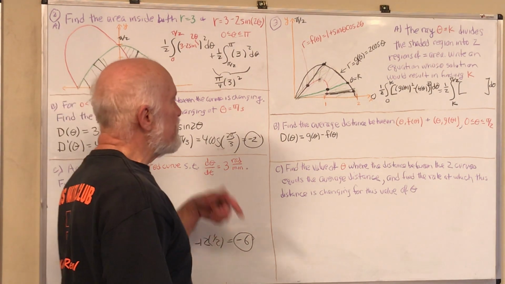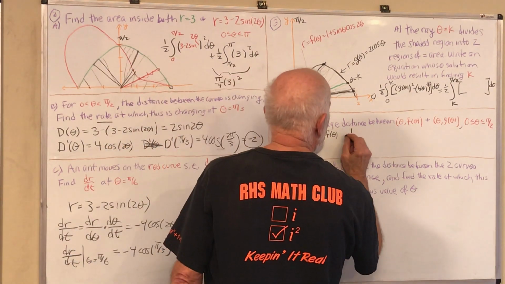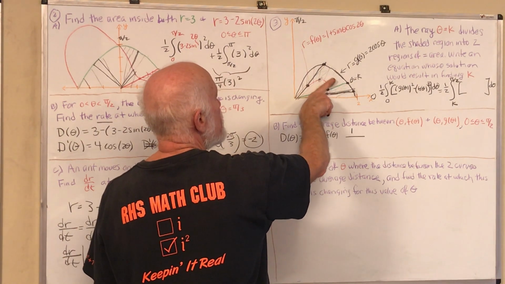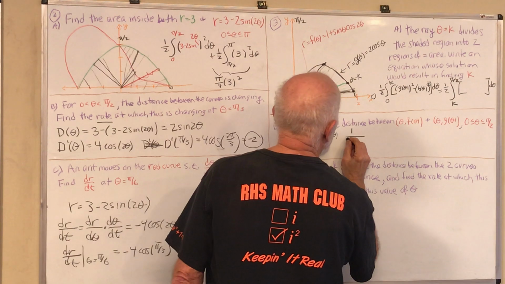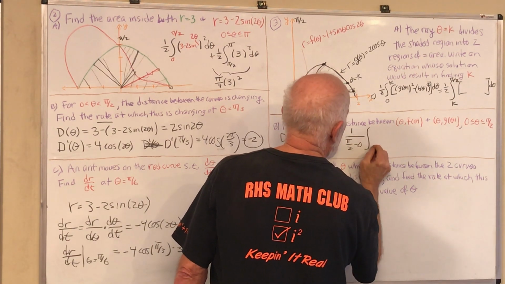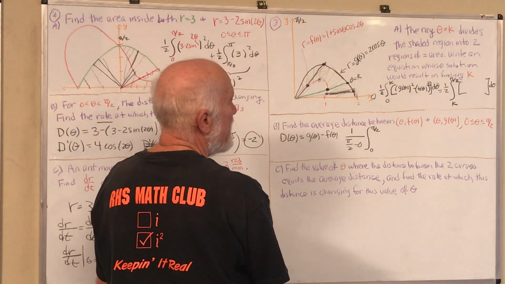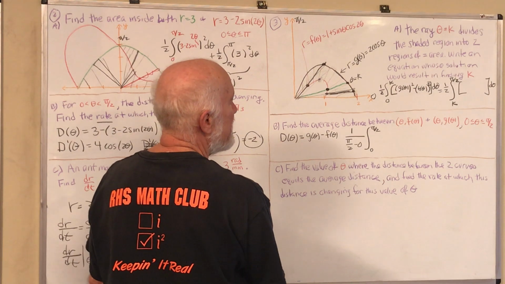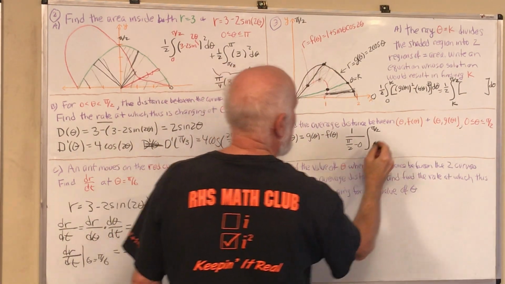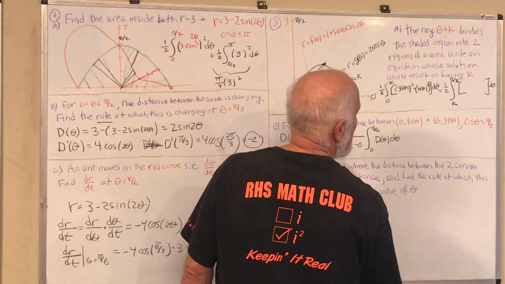Now, what is the average value of that function? It's 1 over b minus a. Well, you're going from 0 to pi over 2. The integral from 0 to pi over 2, and what is the function? It's d of theta, d theta.